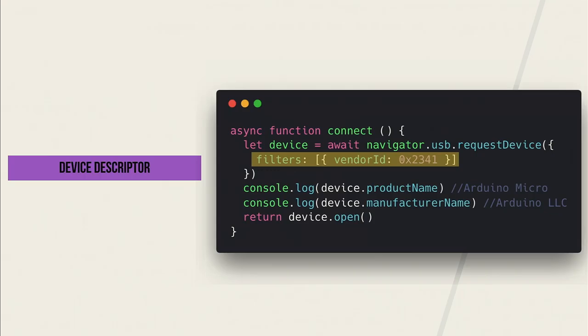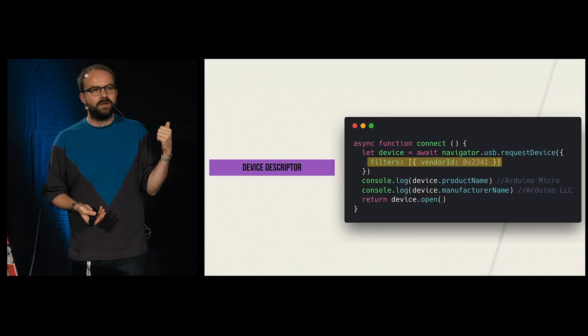navigator.usb.requestDevice method. We can apply some filters, because otherwise, as you will see later, there will be a pop-up in your browser that will display USB devices to connect to. And for user experience reasons, we want to limit that to the devices that we want to connect to.